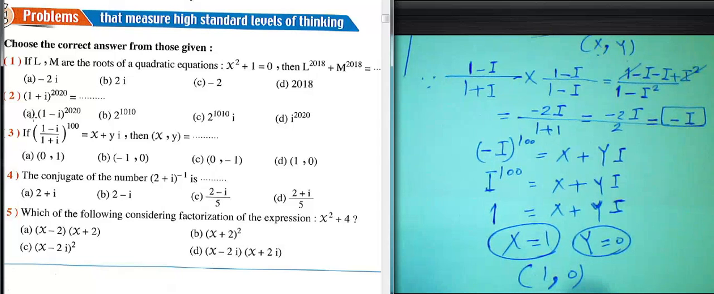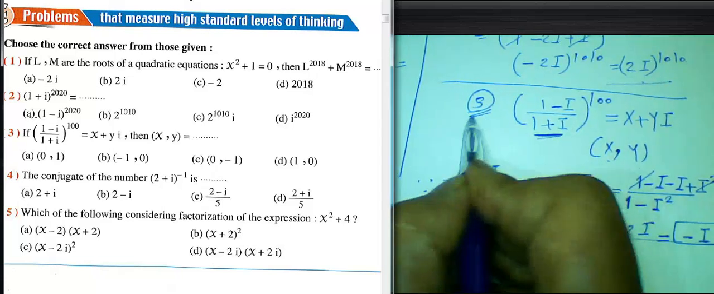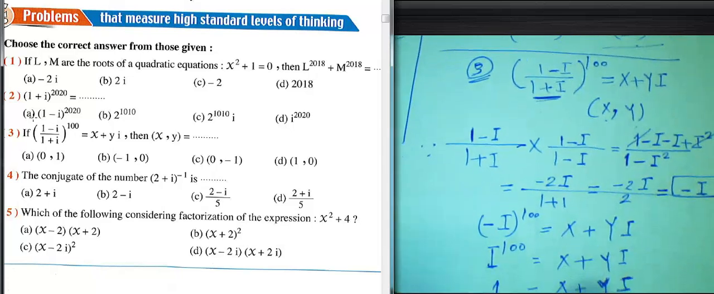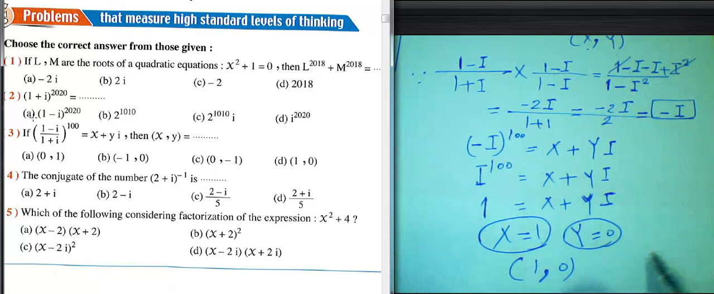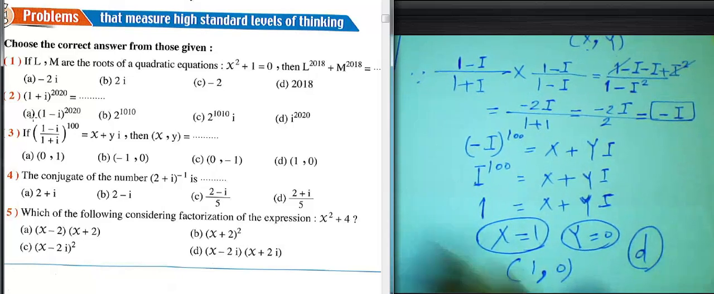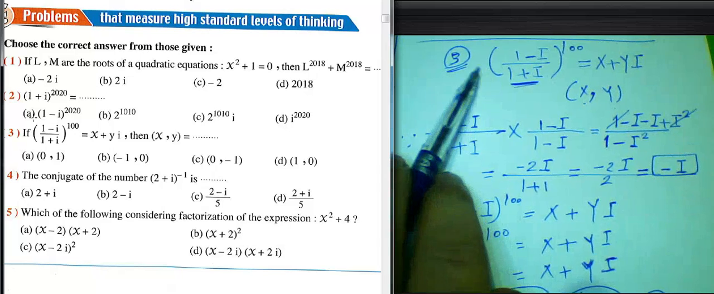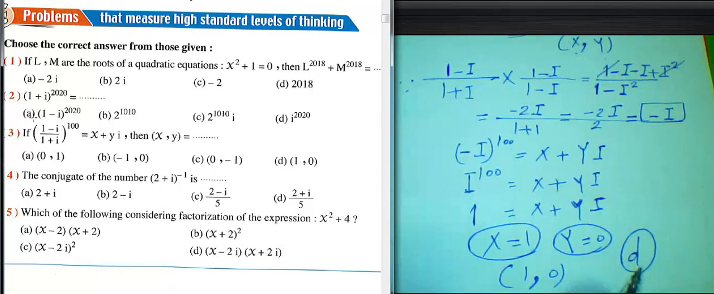Okay, so question 3. Question 3, we'll choose letter what? Look at with me, letter D. The result is letter D about question 3. Question 3, we'll choose letter D.